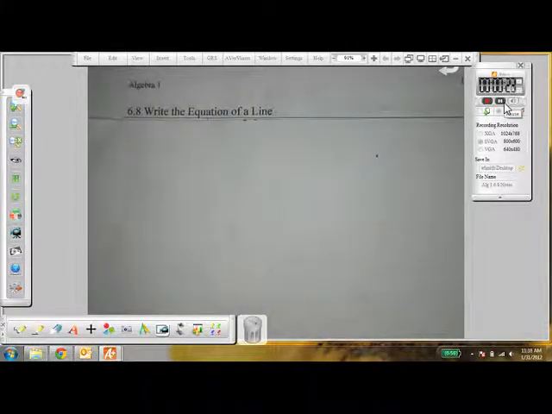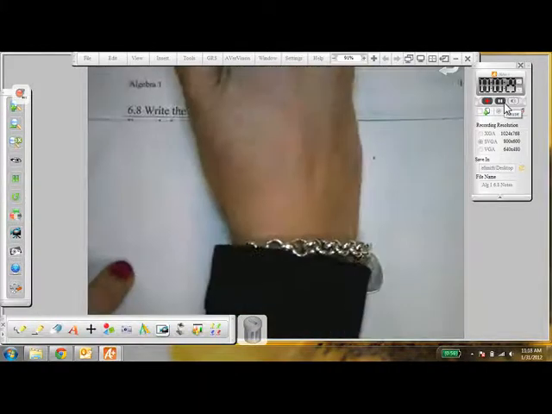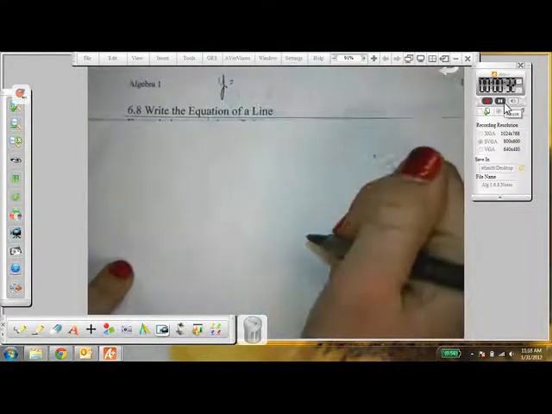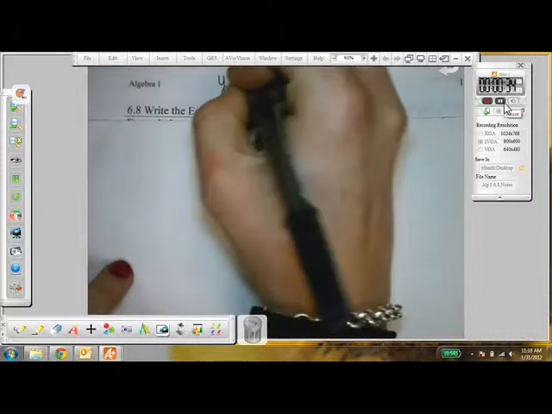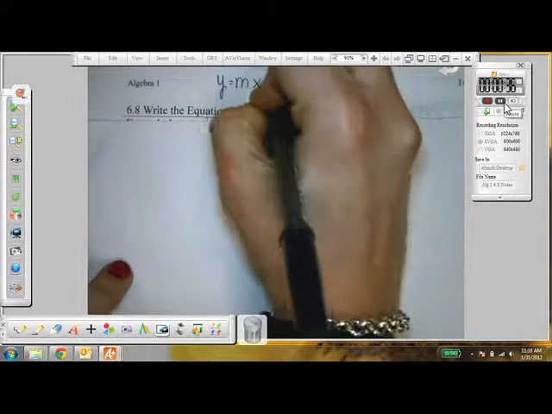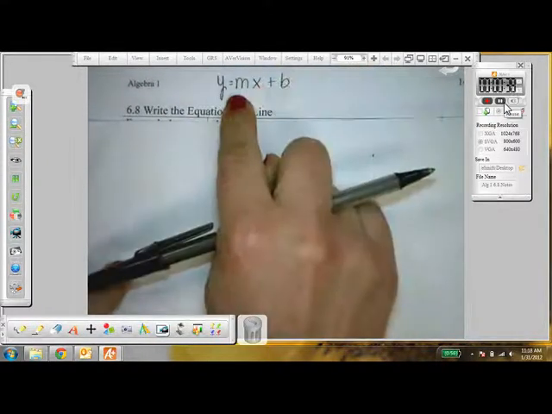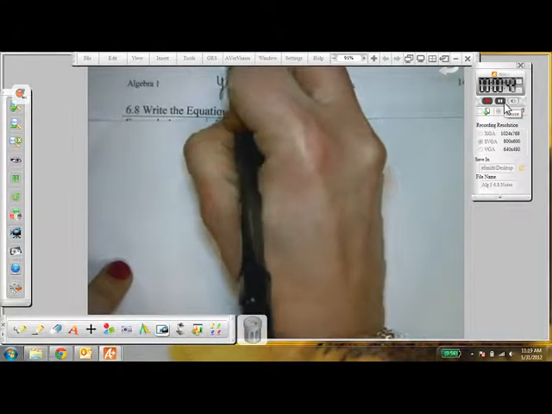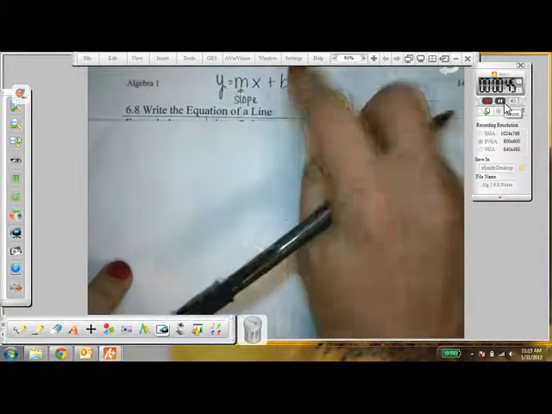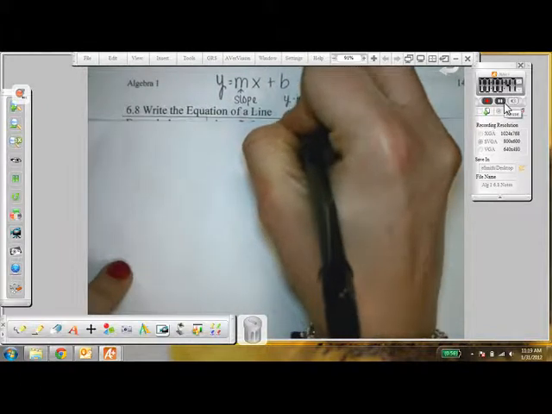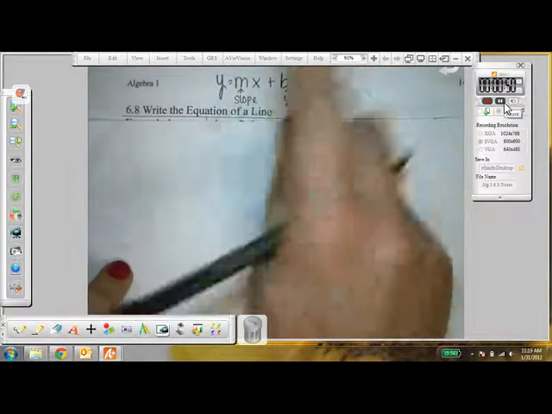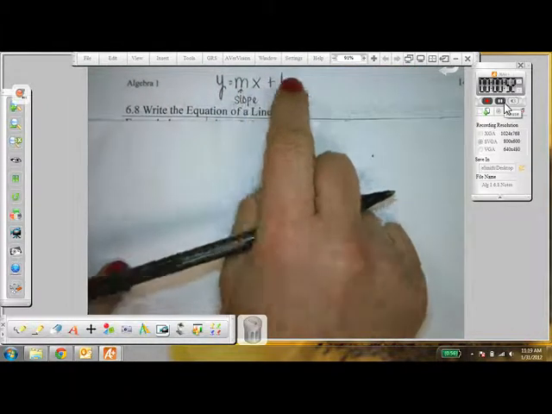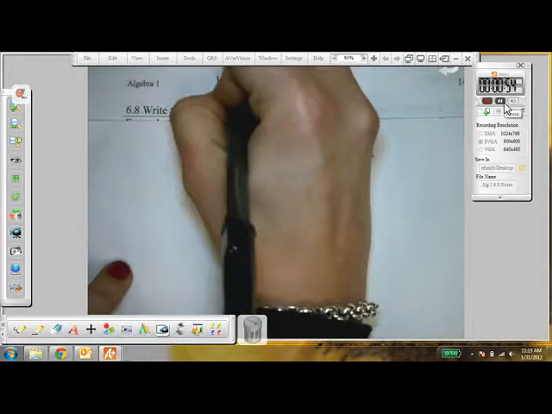First of all, what is the slope-intercept form of a line? We all said it yesterday. What is it? Y equals mx plus b. What is m here? Slope. M is slope. B is y-intercept. We all need to know this form. Y equals mx plus b. This is called slope-intercept form.